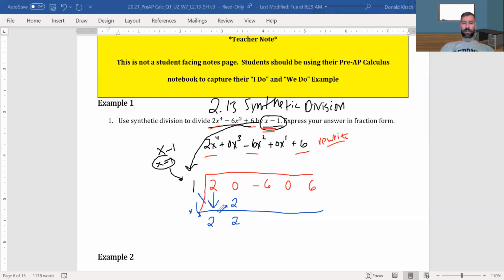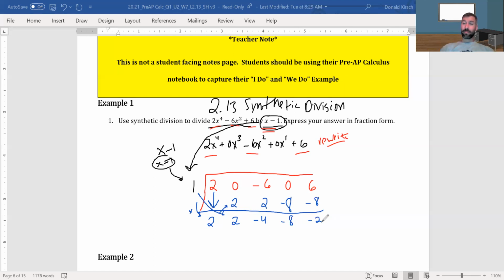Now I restart the process. 1 times 2 is 2. But when I add these, I get -4. Go back. 1 times -4 is -4. Add those, I get -8. 1 times -8 is -8. Add those, I get -2.